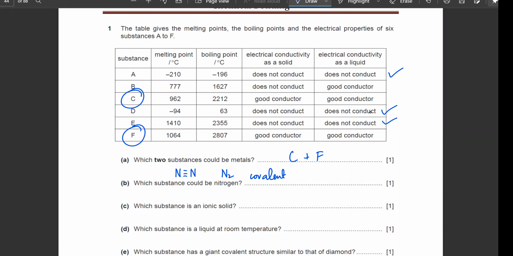You've identified 3 covalent molecules, right? So covalent molecules, do they have low melting points or high melting points? Low melting points. Okay, so A and D, they both have low melting points, right? Yes sir. E actually has very high melting points, so that must be a giant covalent structure.